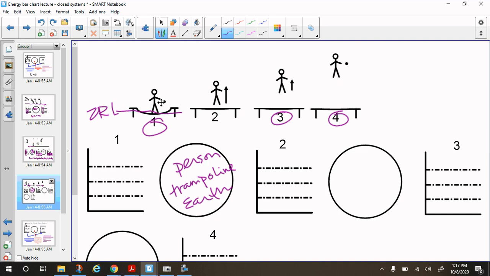So in the beginning here, I have this person, and they're like at the bottom of their jump on a trampoline. So they're not moving, which is what that dot represents, and they're at the 0 reference line. So we have all elastic potential energy.